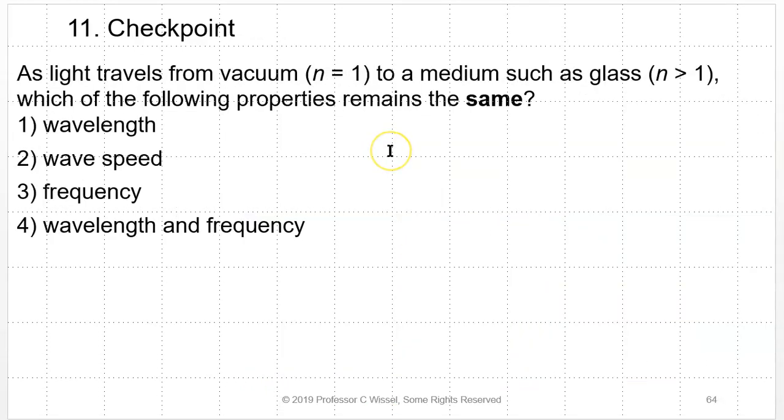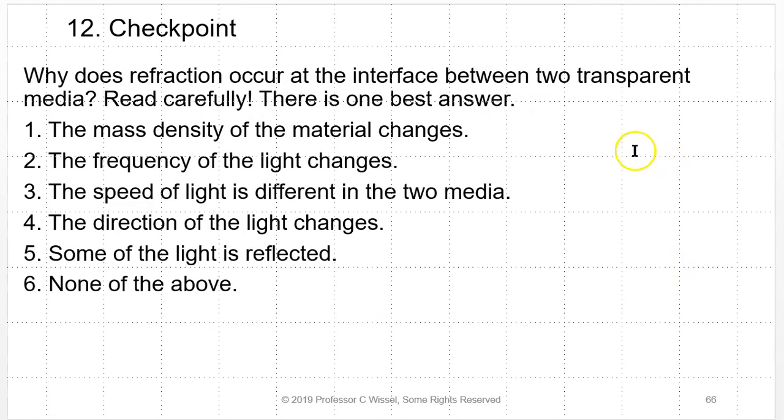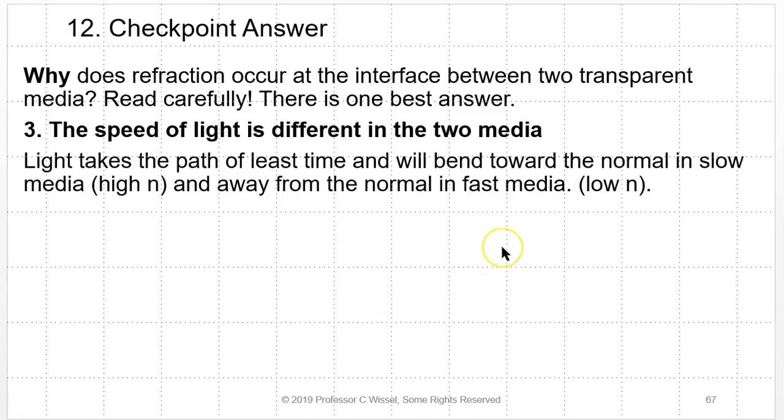As light travels from a vacuum of n equals 1 to a medium such as glass of n greater than 1, which of the following properties remains the same? Well, we know the one thing that will remain the same is the frequency. Everything else changes. Why does refraction occur at the interface between two transparent media? Read carefully. There is one best answer. What causes refraction? It's the fact that light slows or speeds up as it goes through different media. So the correct answer to this one is that the speed of light is different in the two media. Light will take the path of least time and bend toward the normal in a slow medium and away from the normal in a fast one.